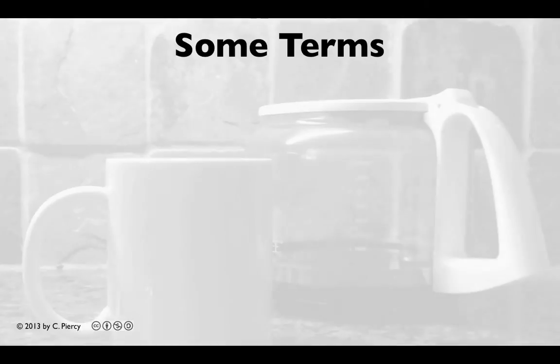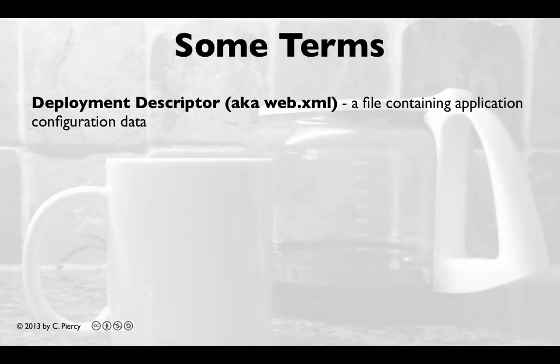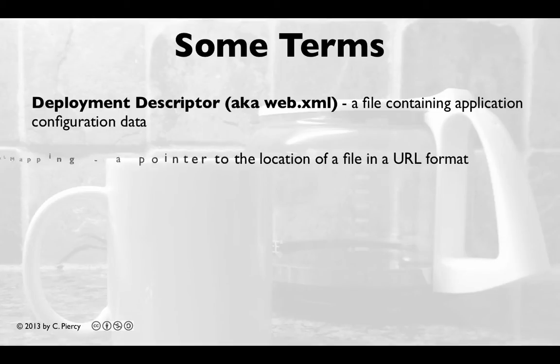Before we begin, here are some important terms that we'll need to know. The deployment descriptor, otherwise known as the web.xml file. This is a file that contains application configuration data using the XML format. URL mapping. A mapping is a pointer to a location of a file in a URL format.